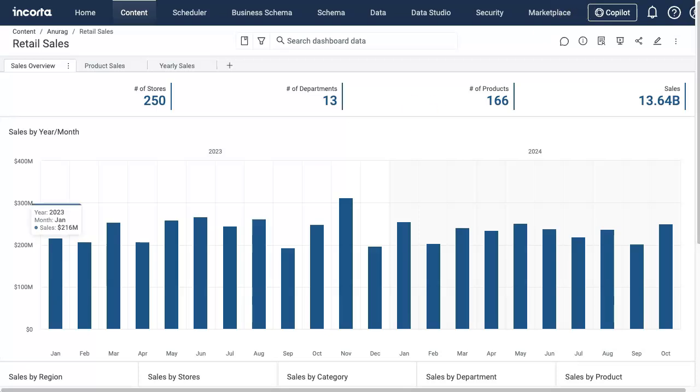In this demo flow, I'm a store manager responsible for 250 different stores all over the US. We have 13 different departments and 166 products. I have access to this Incorta dashboard where I can do some basic data analysis.